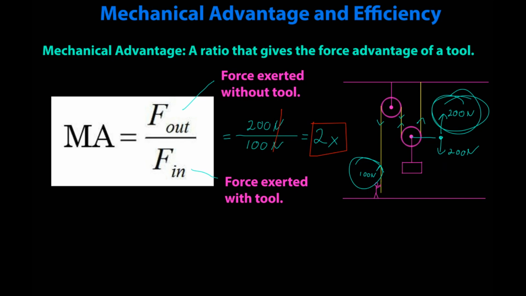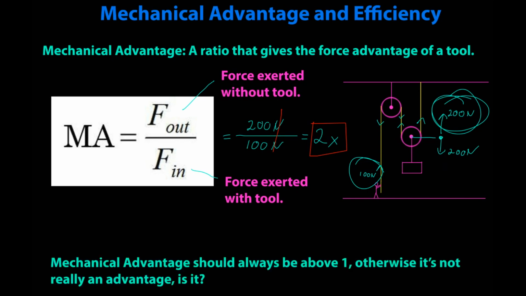So while we're here, a quick note. Mechanical advantage should always be above 1, otherwise it's not really an advantage. So mechanical advantage is about forces: how much force you put in and how much force you get out of the tool. Notice it's a pure ratio. If he tripled his force, this value would triple as well. Okay then, what is efficiency?